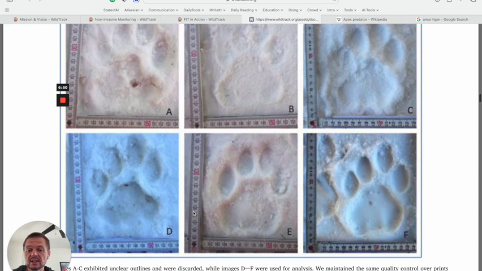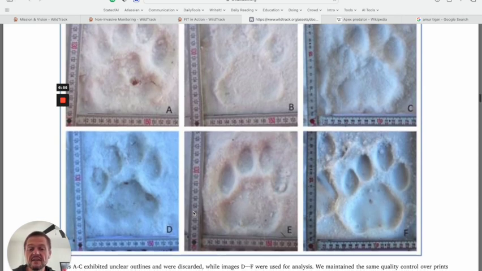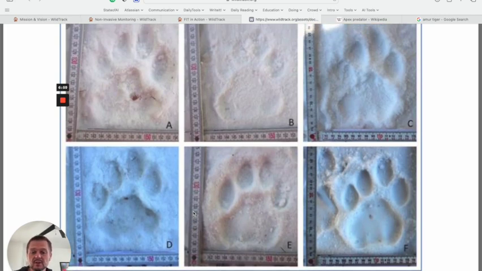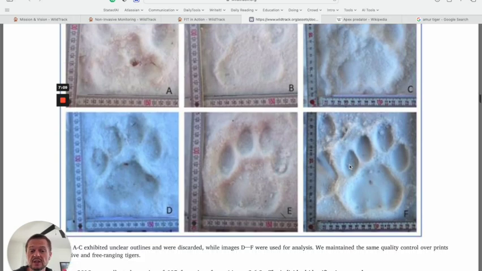So here's an example of what they were actually doing. Unclear outlines were discarded, while images D and F were used for analysis. So you can see what that database looks like. For instance, A, B, and C are lower quality images, and D to F are the ones they can use.